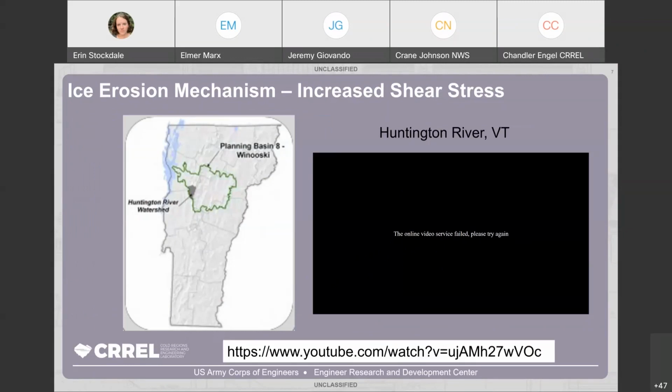But if you have a chance, you can go look at this in the slides. Essentially, there's a video showing the kind of shear stress that occurs along the shoreline as the ice run is occurring. And this happens to be the Huntington River in Vermont. So Chandler's probably been there during this particular breakup, and I just thought I would show an example, but we'll keep going for time's sake right now.